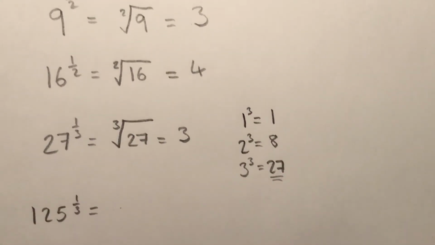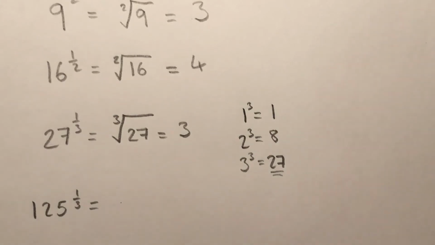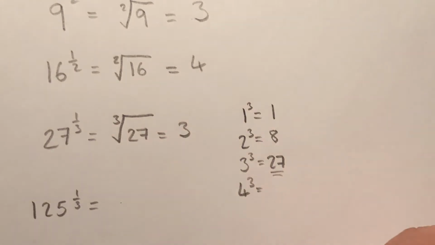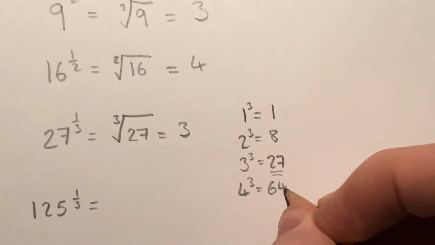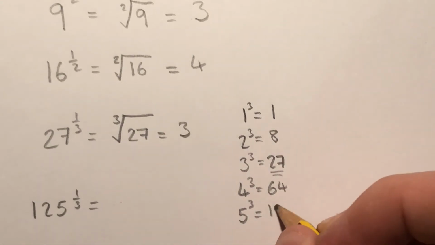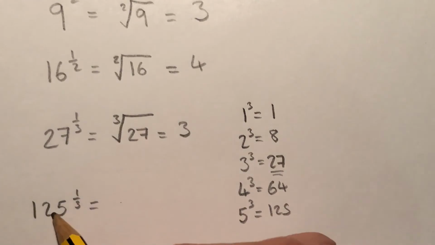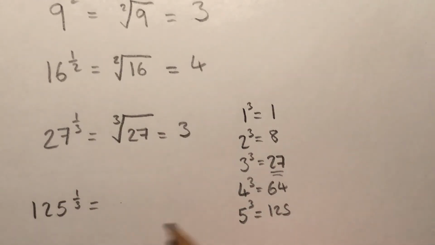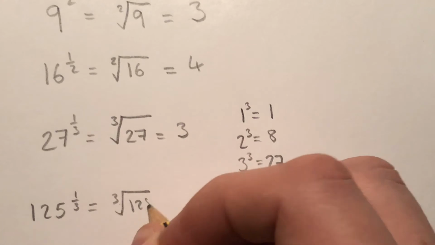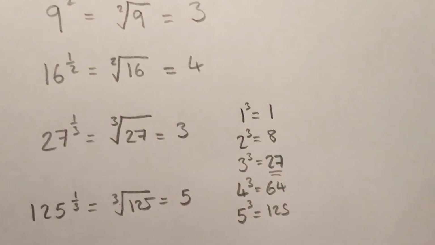Using that same logic, we've now got 125 to the power of 1/3. We're not at 125 yet, so let's just continue this. 4 cubed: well, 4 times 4 is 16, times that by 4, we get 64. And 5 cubed: 5 5s is 25, and 25 times 5 is 125. Oh, okay, that's the number we're after here. So if 5 cubed is 125, then the cube root of 125 must give us 5.